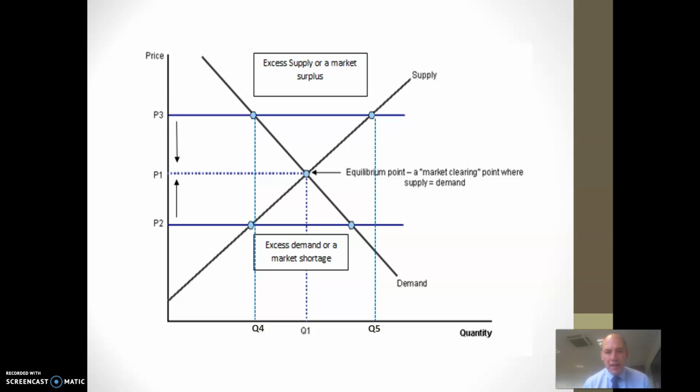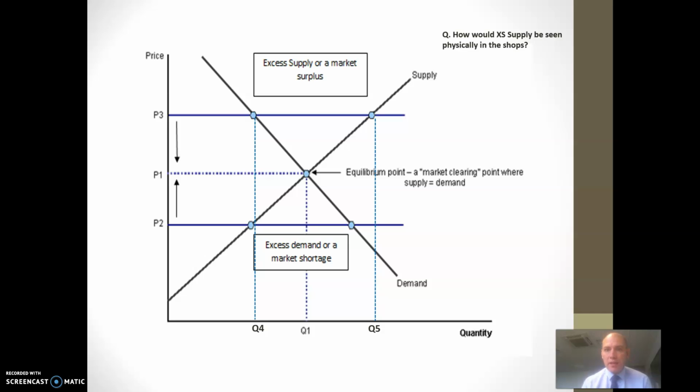So in terms of this, at a price P3, i.e. above equilibrium, how much is supplied? Q5. How much is demanded? Read across to the demand curve, Q4. This time, which one is greater? Supply is greater than demand by the amount Q4, Q5. Excess supply, or a surplus, exists in this market.